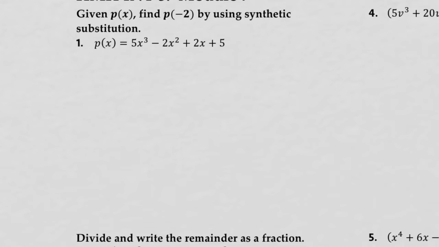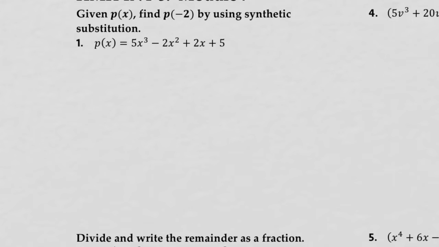Okay, let's start with the review. I'm going to go ahead and do number 1, which is asking you to find p of negative 2 by using synthetic substitution. That means you need to plug in negative 2 for x inside this equation, okay? But we're not going to do it the traditional way by plugging in negative 2 right there. What we're going to do instead is use synthetic substitution, which is where synthetic division comes from, okay? So it's going to look like this.